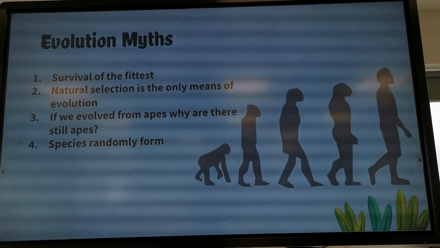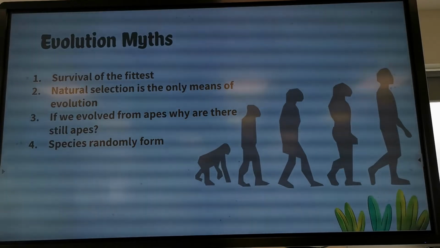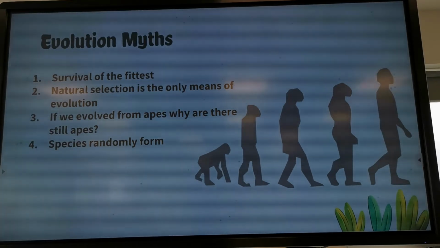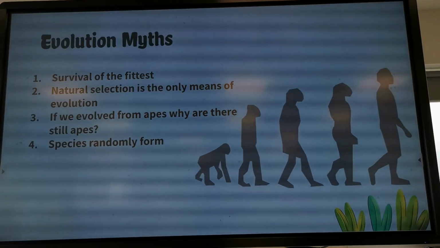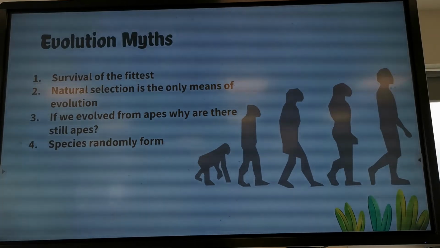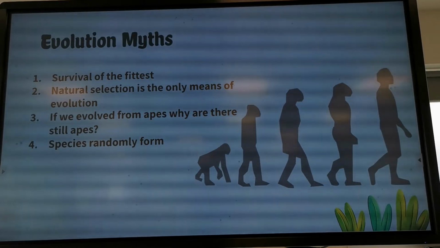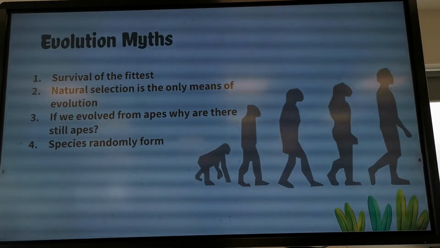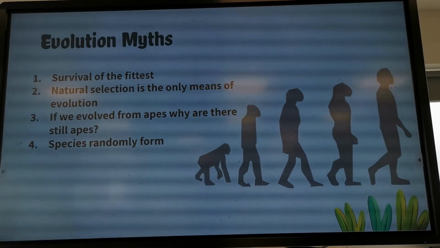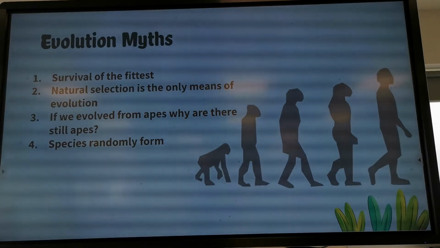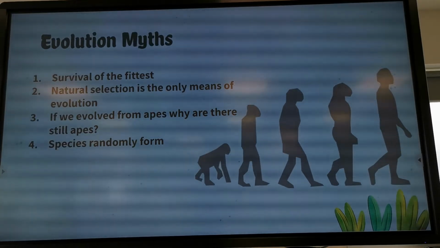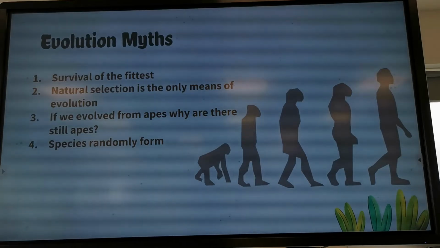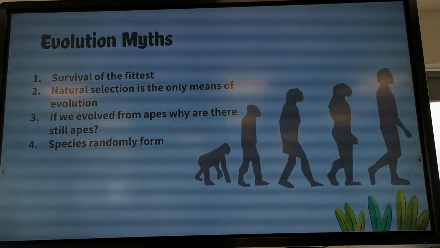So a common question is, if we evolved from apes, why are there still apes? Well, we didn't evolve from apes, we evolved alongside apes. So we share a common ancestor with our closest cousin, the chimpanzee, and we split from that common ancestor about 6 million years ago, which was called Australopithecus, which just means southern ape, basically. And from those divergent points, that's where the two species evolved separately.